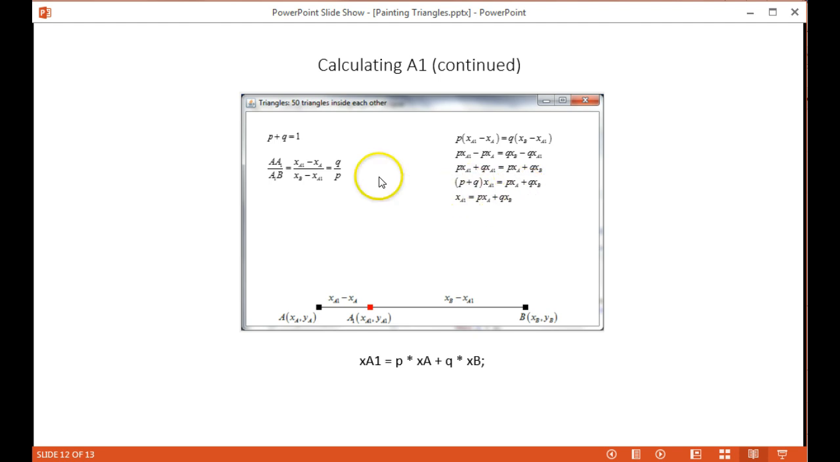But we know that p plus q equals 1, right? So 1 times x sub a1 just equals x sub a1. So we get x sub a1 equals p x sub a plus q x sub b, which is our formula down here. x sub a1 equals p times x sub a plus q times x sub b.